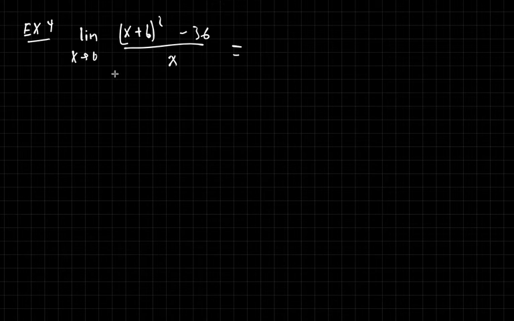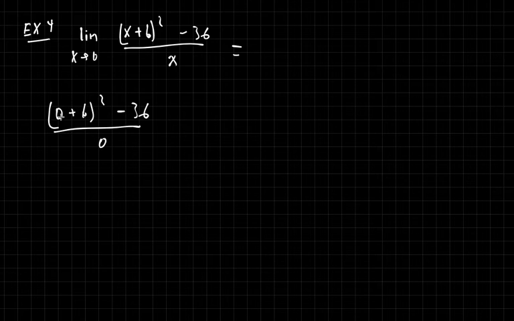Okay, another example. Here, once again, the same pattern, the same steps. I'm going to try direct substitution first. I'm going to plug in 0 here. So I'm going to get 0 plus 6 squared minus 36 over 0. 6 squared is 36. So 36 minus 36 over 0 is 0 over 0. Okay, so indeterminate form again.